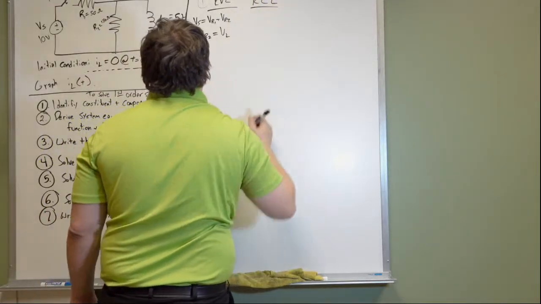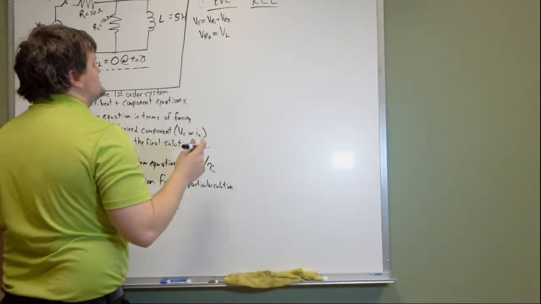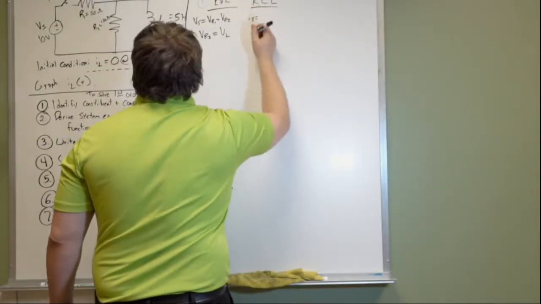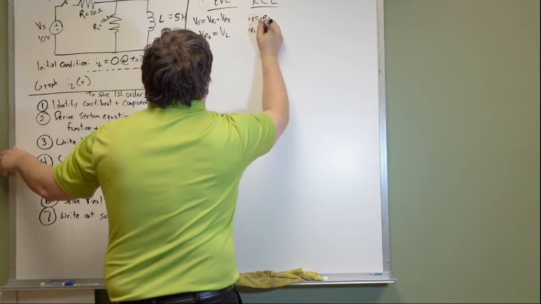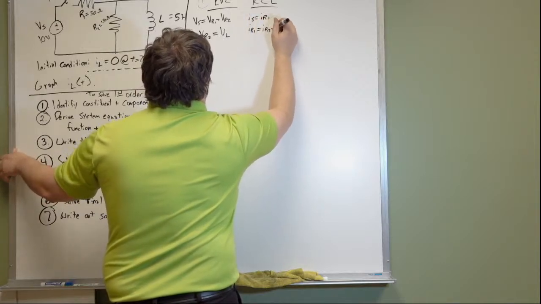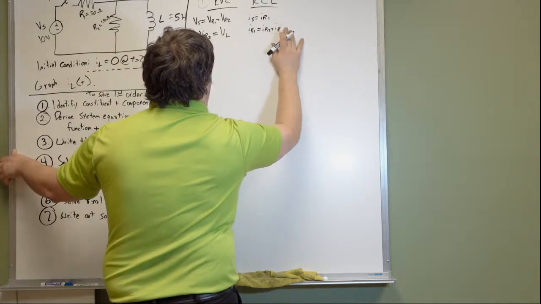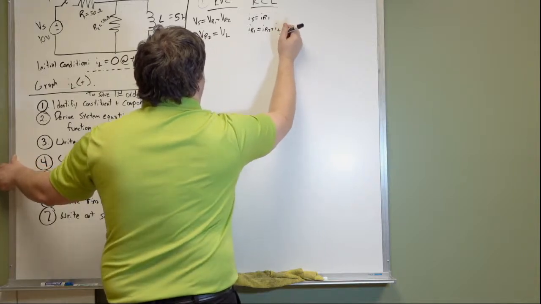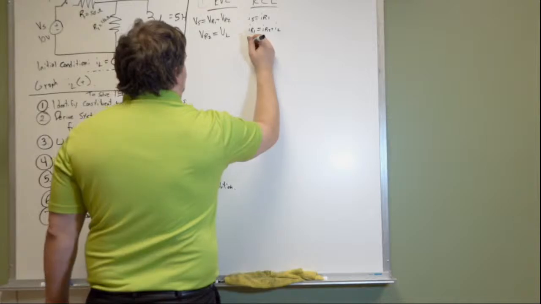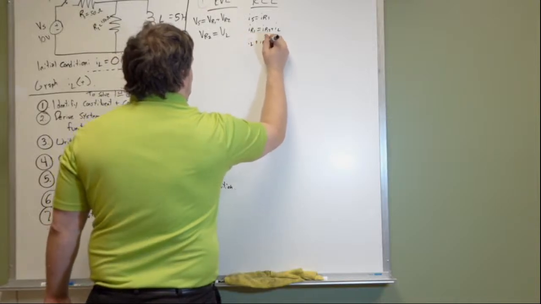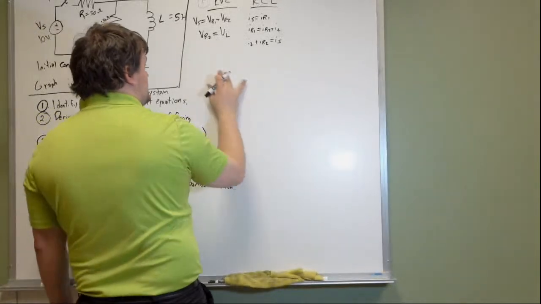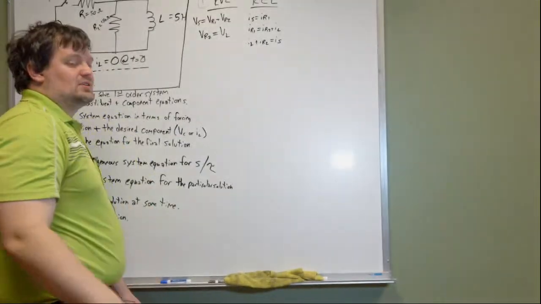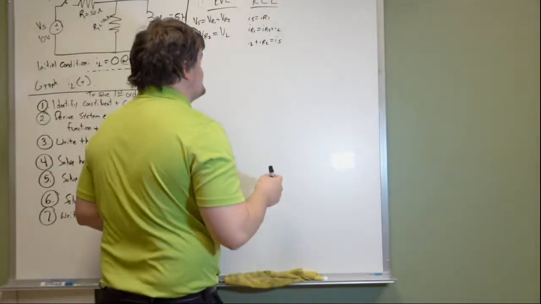KCL. According to KCL, we have that IS is equal to IR1. IR1 is equal to IR2 plus IRL. And then the last one is IL plus IR2 is equal to IS. Those are our KCL equations. Both of these together comprise our constituent system equations. They have to be true in order for physics to be true.